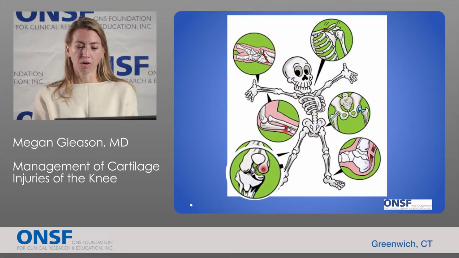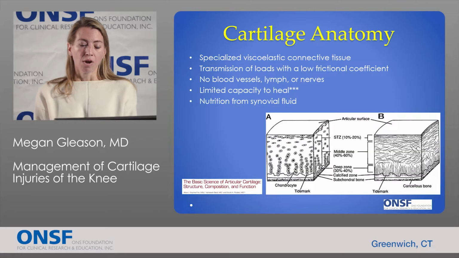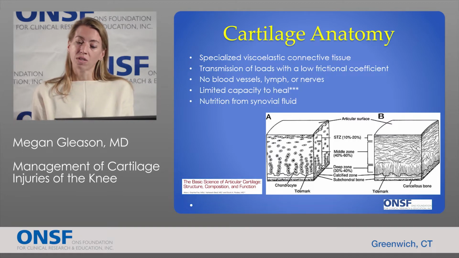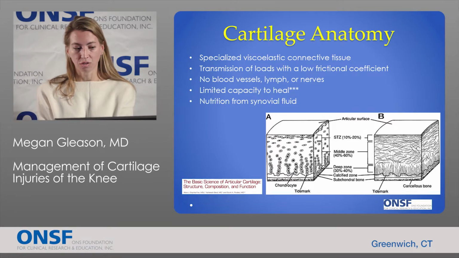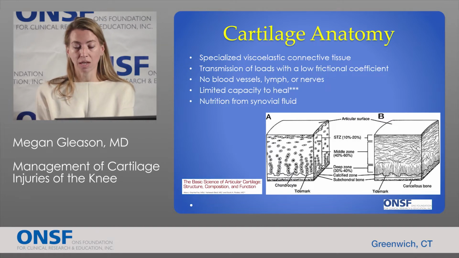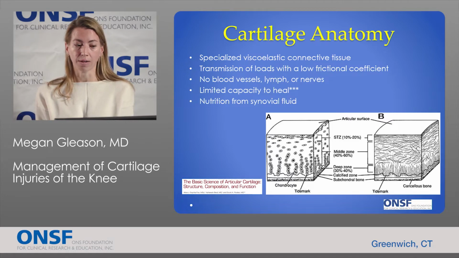So specifically, we're going to be looking right at the knee. This is an area of orthopedics that we deal with frequently. Cartilage itself is a special kind of connective tissue. It transmits loads. It has a low coefficient of friction, which means things slide very nicely over cartilage. Cartilage is an interesting tissue, though, in that there are no blood vessels, no lymphatic system, and no nerves within the cartilage. Unfortunately, this also means that it has a very limited capacity to heal when there is a specific injury to this area.